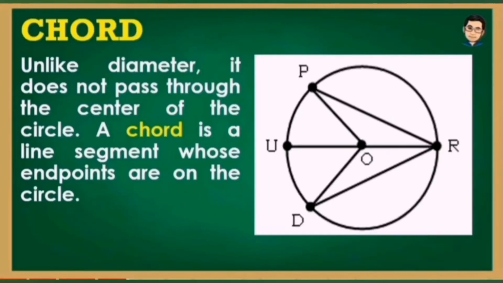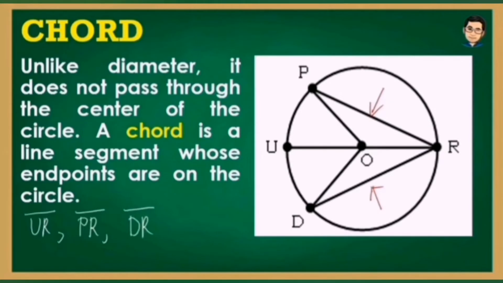A chord, unlike a diameter, does not pass through the center of the circle. A chord is a line segment whose endpoints are on the circle. In this data, the chords are line segment UR, line segment PR, and line segment DR.